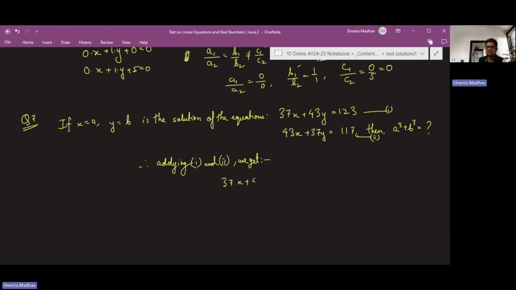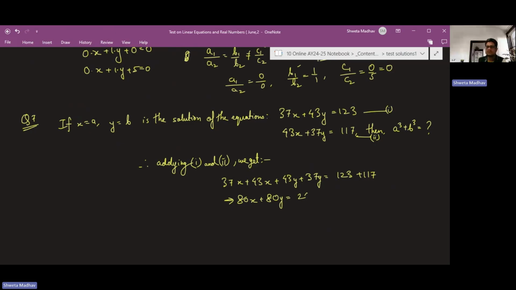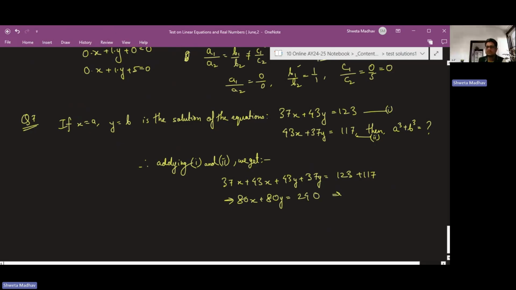37x plus 43x plus 43y plus 37y equal to 123 plus 117. So this will be 37 plus 43, that is 80, so 80x plus 80y equal to 240. Hence I can say x plus y will be equal to 3, since 80 threes are 240. Let's call this equation 3.